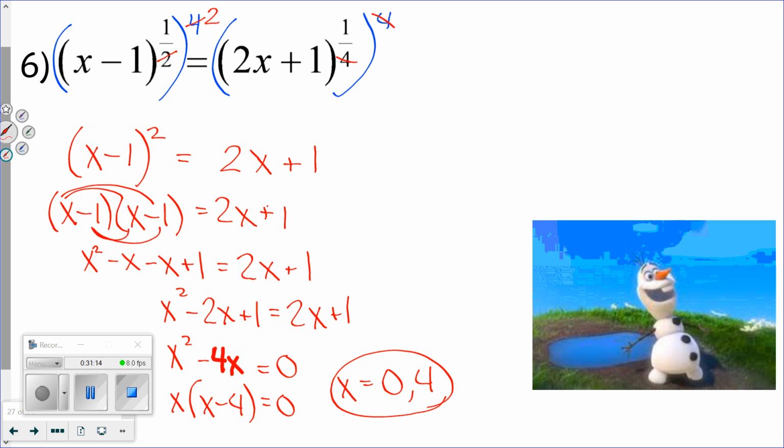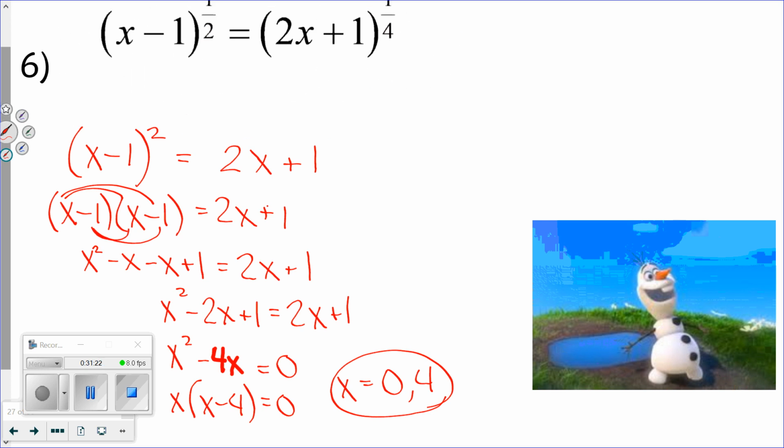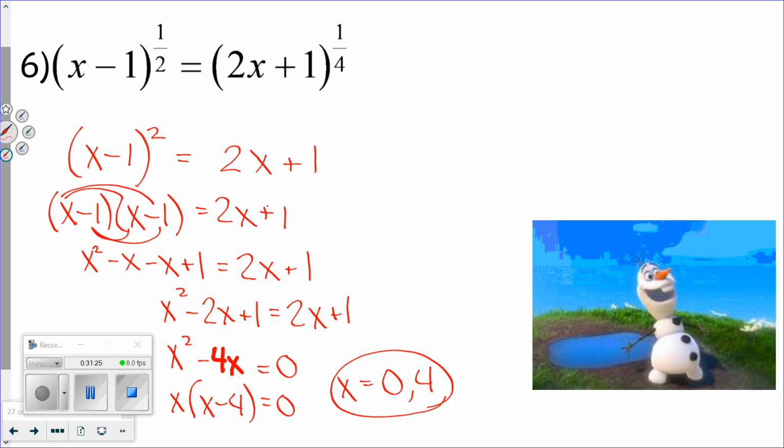Oh, okay. Now I got to check this. But I have to check it in the original. So let's check the 0 first and see what happens. So 0 minus 1 is negative 1, and the square root of negative 1, if you type it in your calculator, you get an error. Because this is the square root of negative 1. That's what that becomes, which is i.